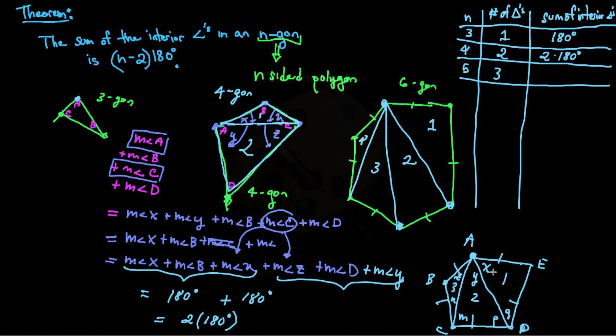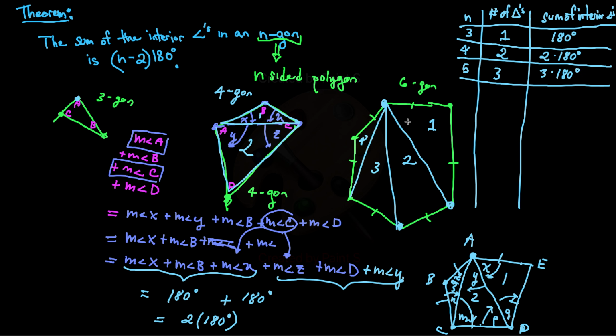But that's the same thing as the measure of X plus the measure of Y plus the measure of Z, because that's just the measure of A, plus the measure of B, plus the measure of N, plus the measure of M, because that's just the measure of C, plus the measure of P, plus the measure of Q, because that's just the measure of D, plus the measure of E. And then you should see that E plus X plus Q is 180, Y plus M plus P is 180, Z plus B plus N is 180, and that's three 180s, right? So it would be three 180s.